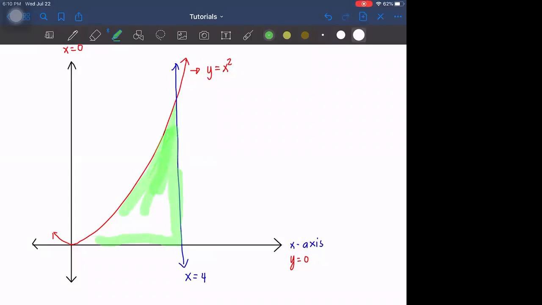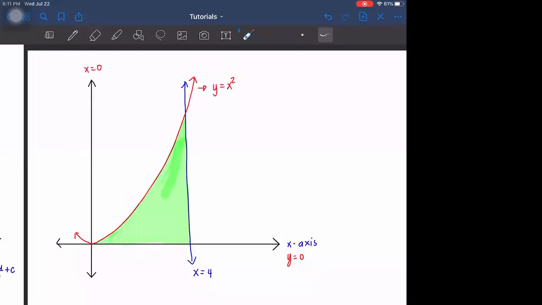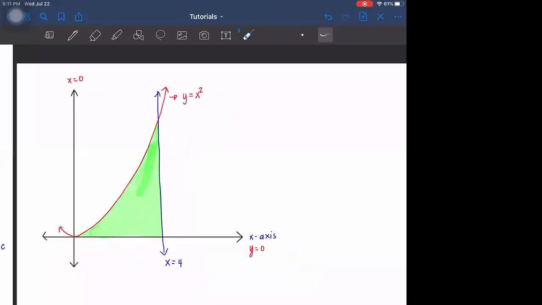Now, do we have a formula? Is there a specific name for this shape, this figure? Is this a triangle? No, it's not a triangle. It kind of looks like a triangle, but it's not because this is a curve here. This is not a line, right? Okay, do we have a specific formula to find the area of this figure? Do you have a formula for that?